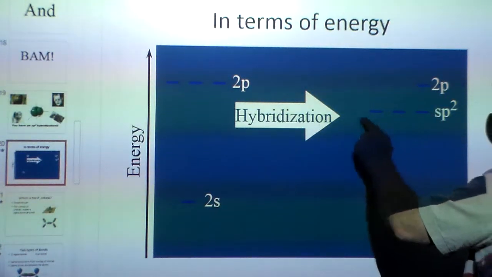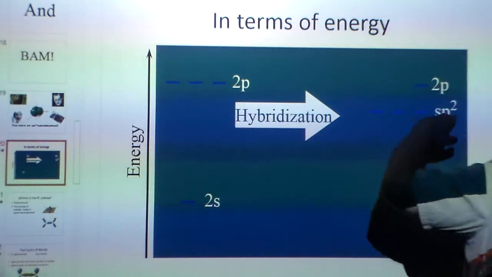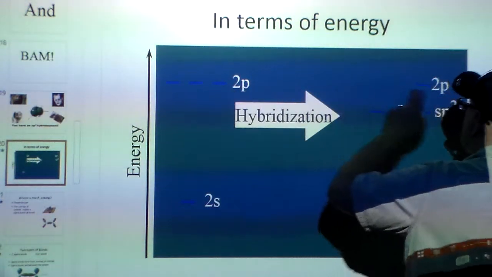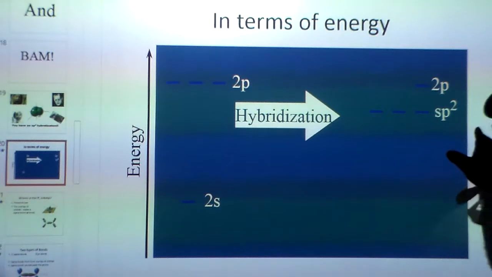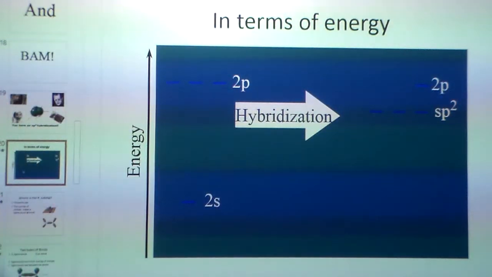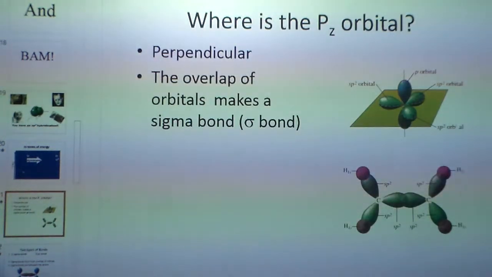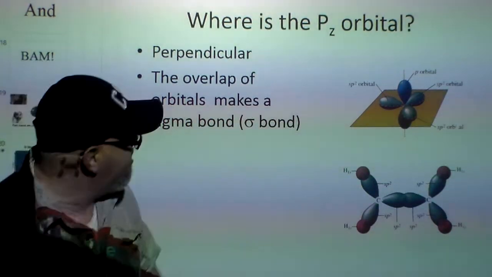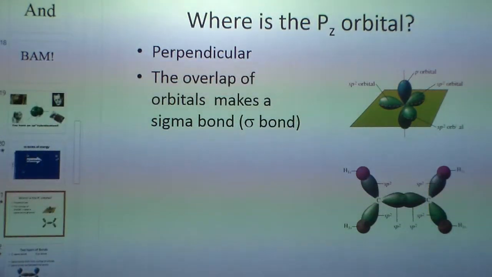But check out the energy. The energy is lower compared to the 2p. And that means if it's lower energy, more stability. That's a big key. That's a pretty big key. So where is this pz orbital? It's the perpendicular.